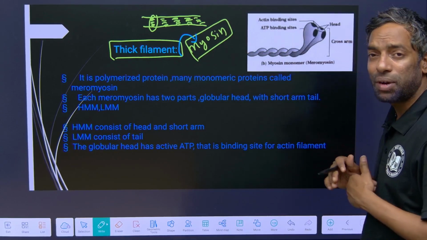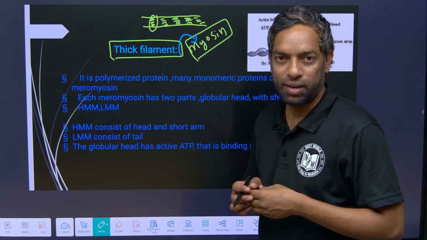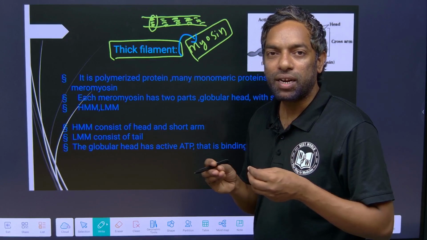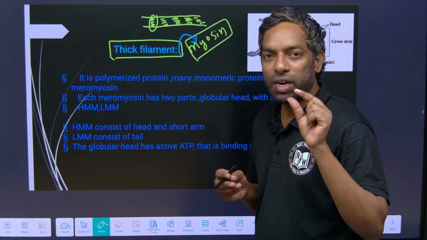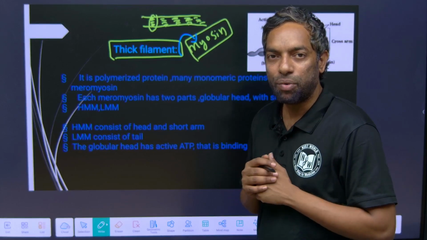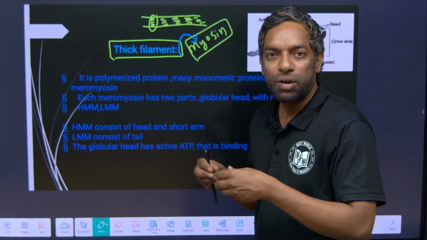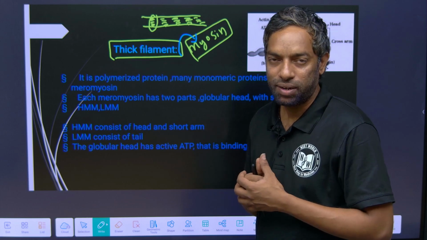Myosin is a polymer chain. Polymer chain means an elongated chain made of connected units. One unit is called a monomer. Mono means one. Many monomers make a polymer chain.